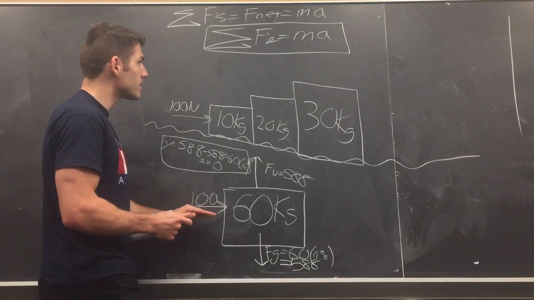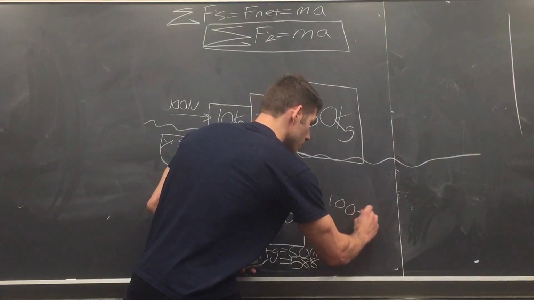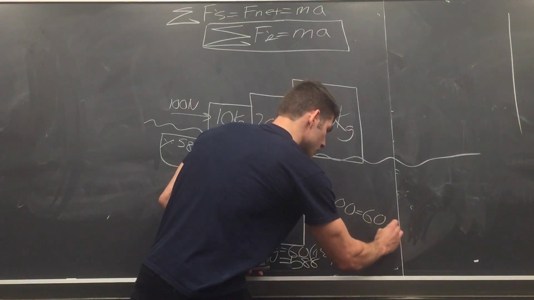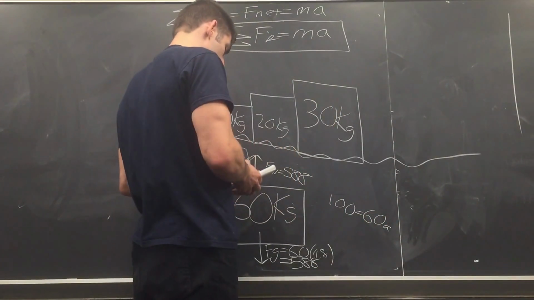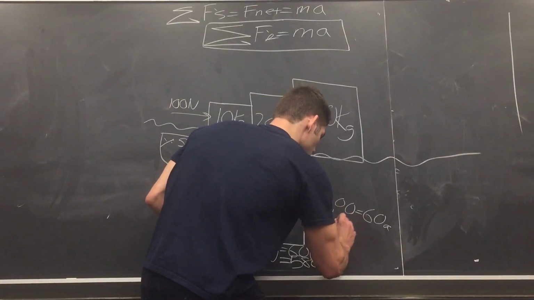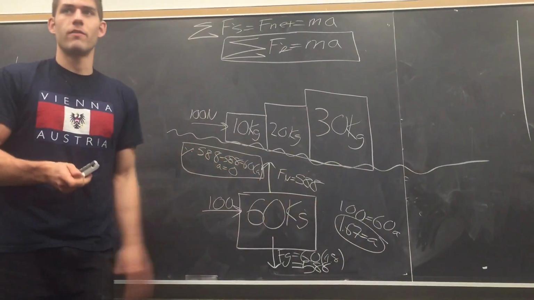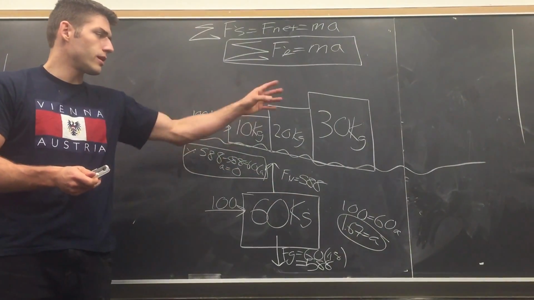So in this case, the sum of all the forces, well, there is just one force. 100 is equal to 60 times A. And 100 over 60, I should not need a calculator for that, is 1.67, which is equal to the acceleration. That was the only thing that we needed from it. So basically we had a 10, a 20, and a 30.